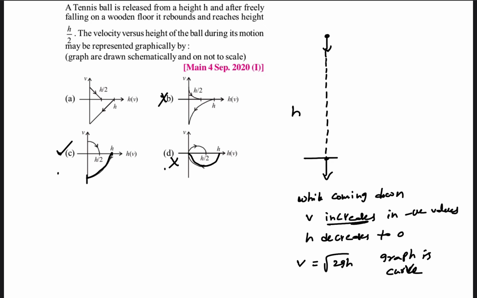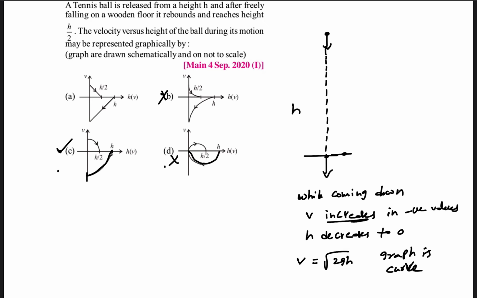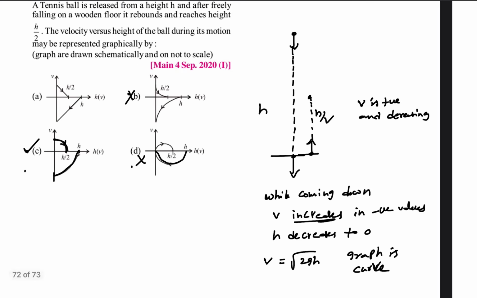Graph is looking like this. So that is not at all possible. So third graph possibility is there. After that it goes up and reaches to the h by 2 height. In this case v is positive and decreasing. So you can see that positive and decreasing. Which graph is there? Third graph is there.